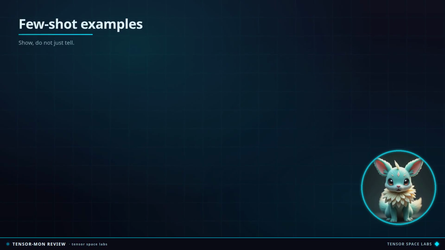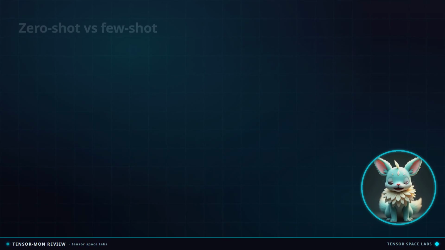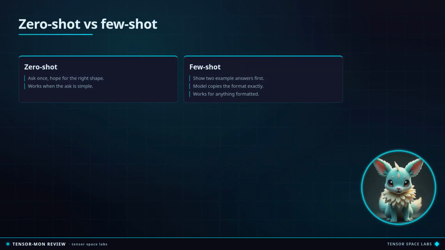You can also teach your tensormon by example inside the conversation. You put 1 or 2 fake exchanges in front of the real question. The model matches the pattern. That is called few-shot learning, and it is surprisingly effective. 0-shot is asking once and hoping. Few-shot is showing the model 2 or 3 example answers first, then asking the real question. When you need a specific format, a specific length, or a specific style, few-shot wins almost every time.